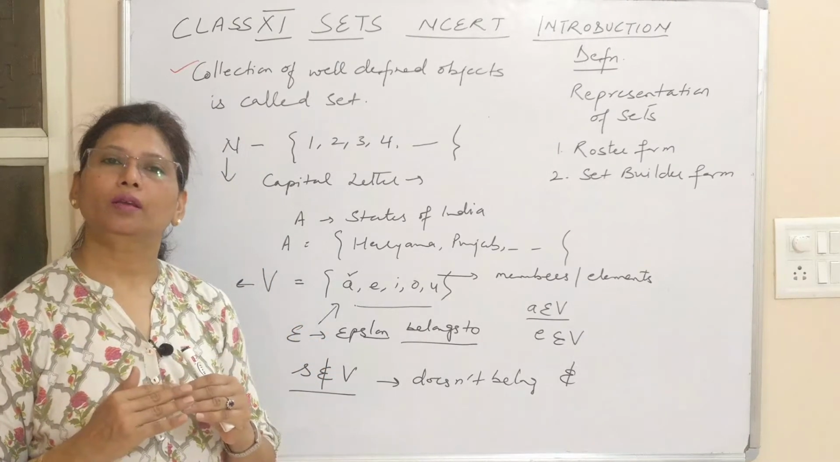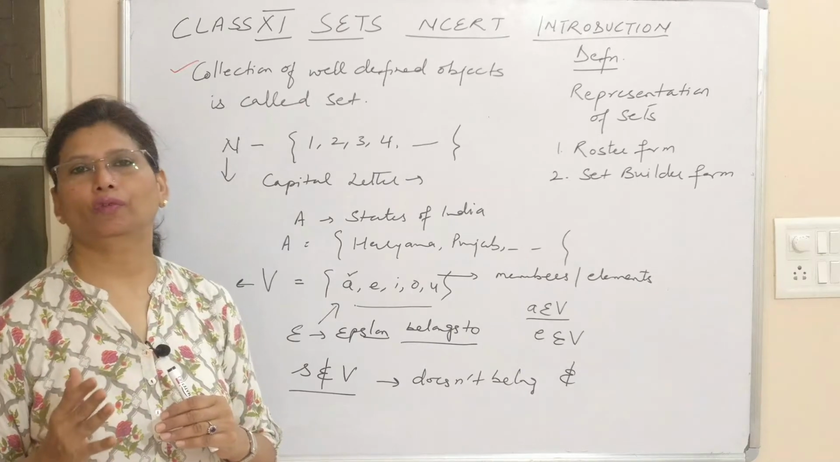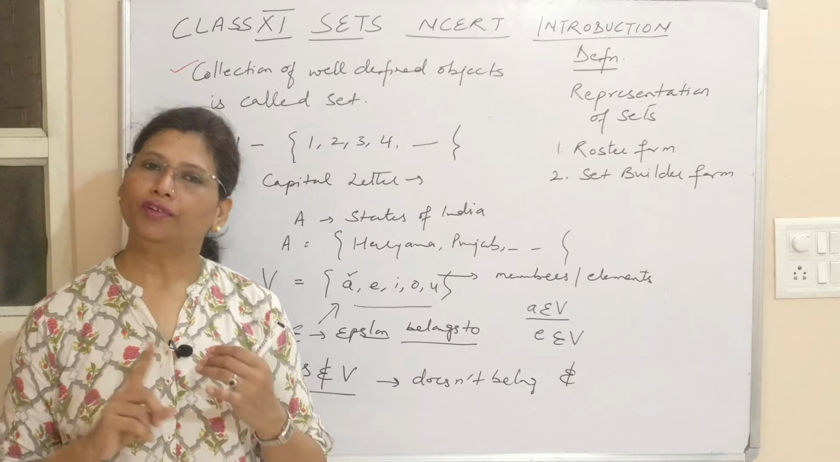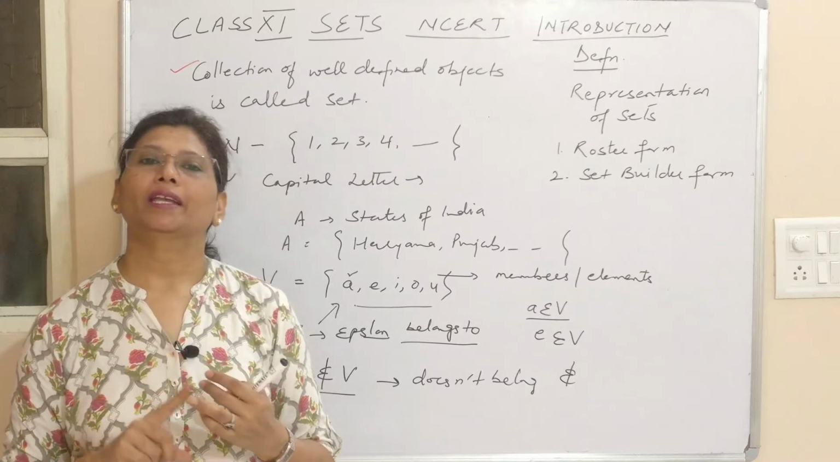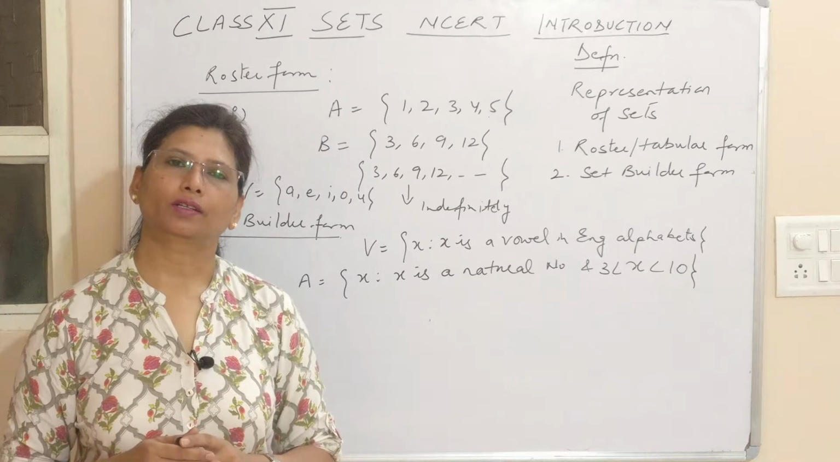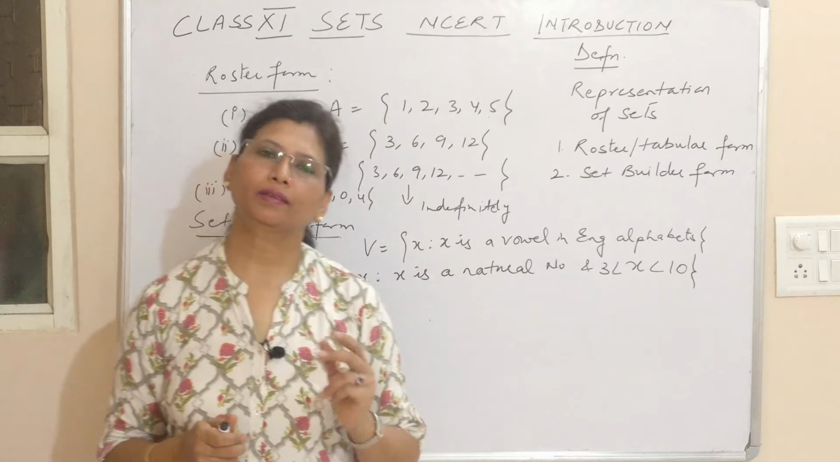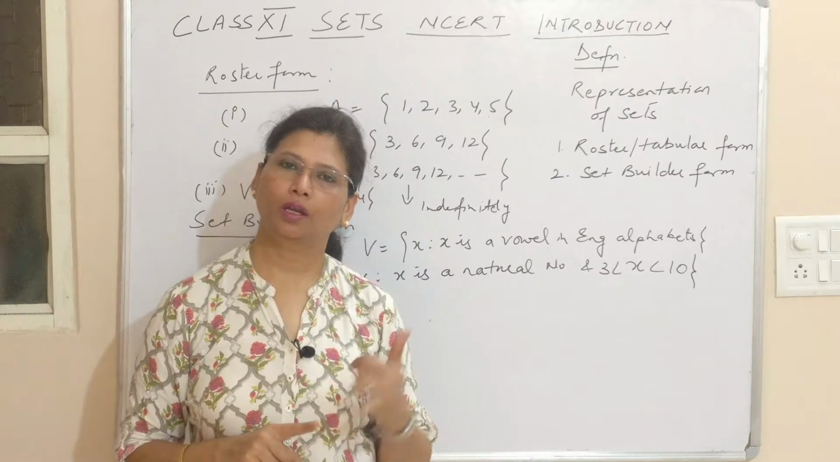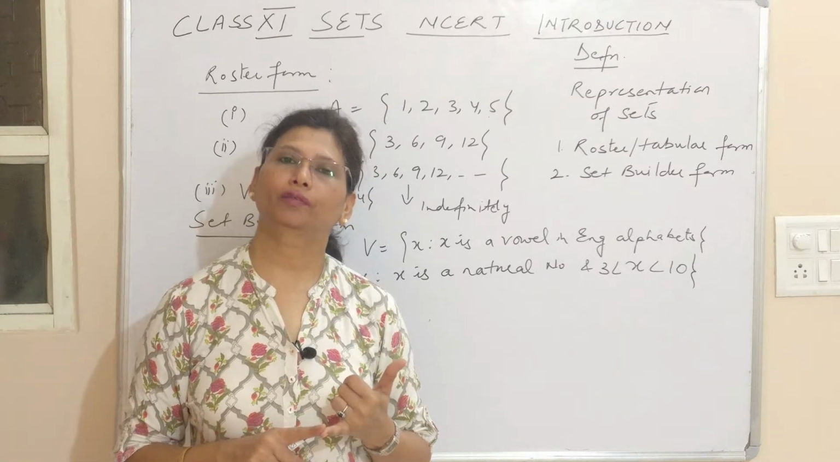Now the next thing, second, is representation of the set. There are two ways of representing a set. The first is roster form, or tabular form, and the second is set builder form. So now we'll be taking the representation of a set.